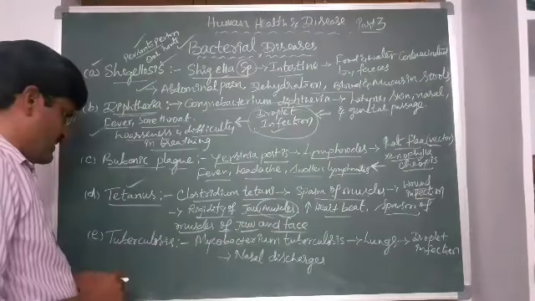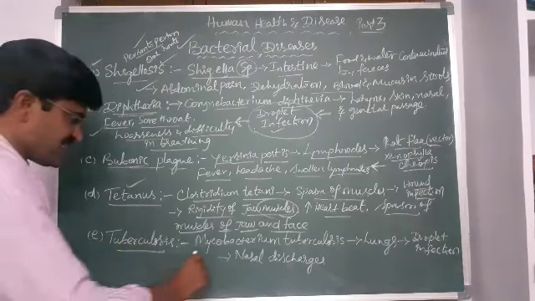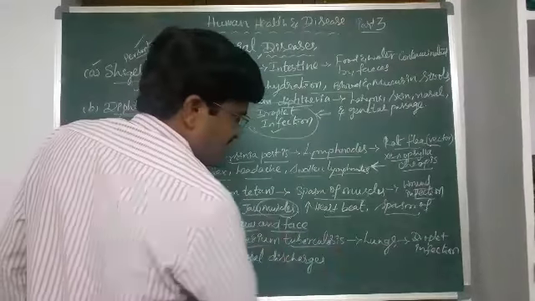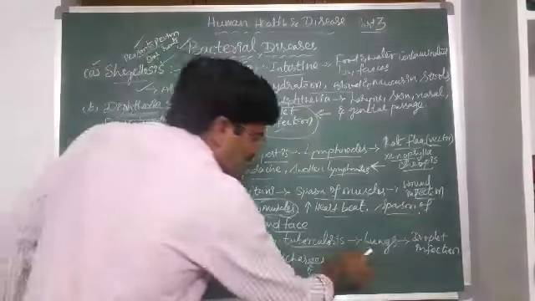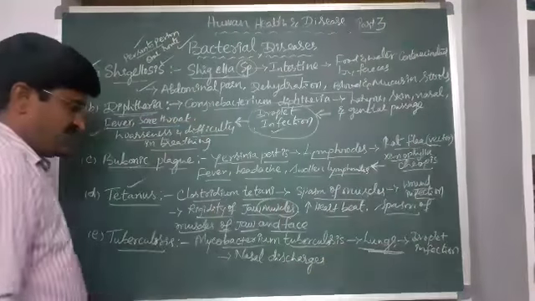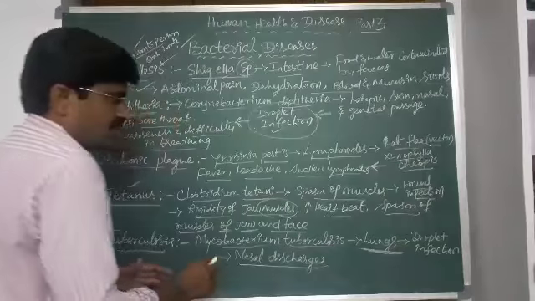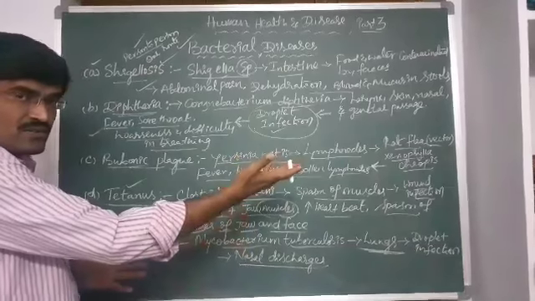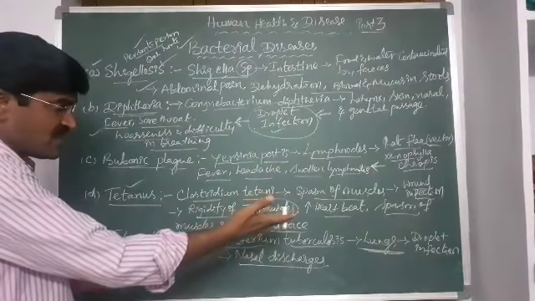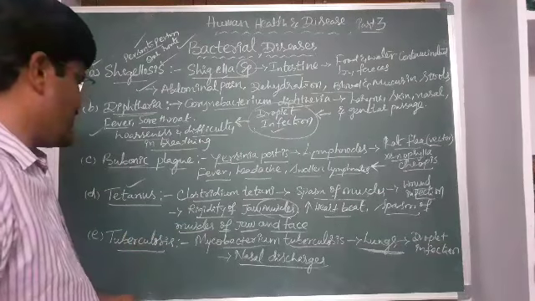And here E is tuberculosis. The causing agent is Mycobacterium tuberculosis, spreading through droplet infection, and especially affecting the lungs more. It is transmitted from person to person through nasal discharge and droplet infection, affecting the lungs. So that is under the tuberculosis category.